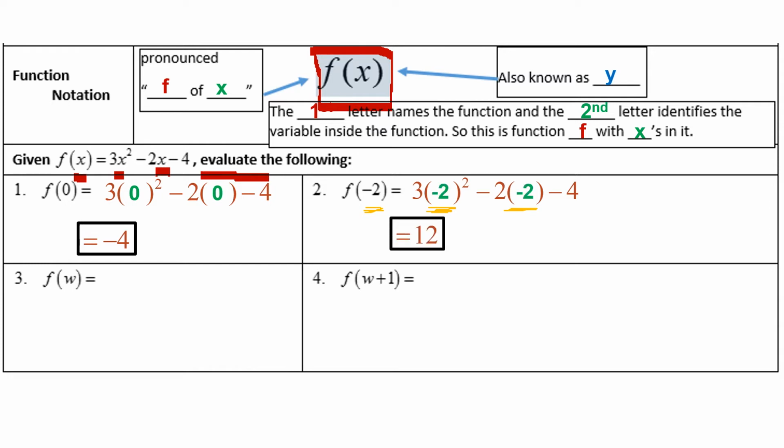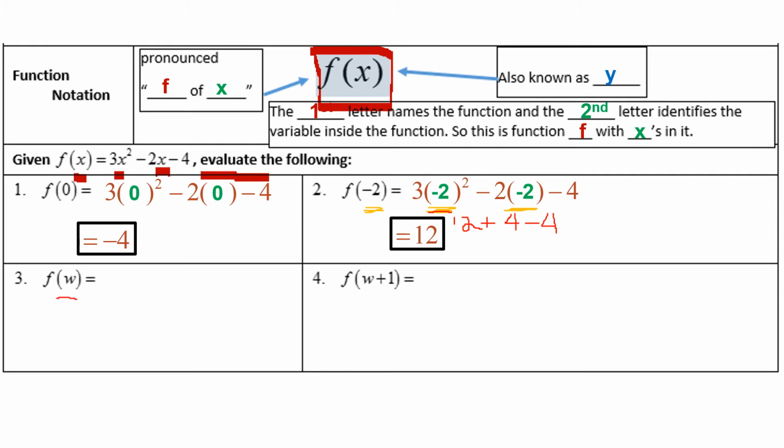We're going to simplify. Simplify, we use the order of operations. And so here we're going to do negative 2 squared, which is 4. 4 times 3 is 12. So this is 12. Here we're going to do minus 2 times negative 2. So what is that going to be? Plus 4. And then we have minus 4 at the end. We simplify, and voila, we get 12. So f of negative 2 is 12.